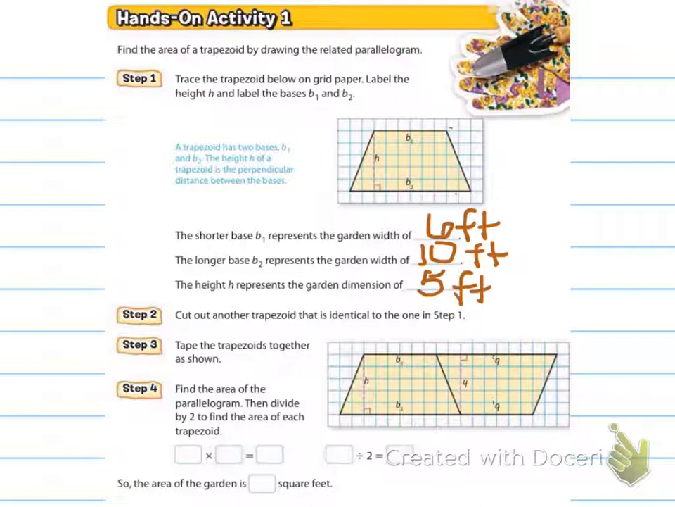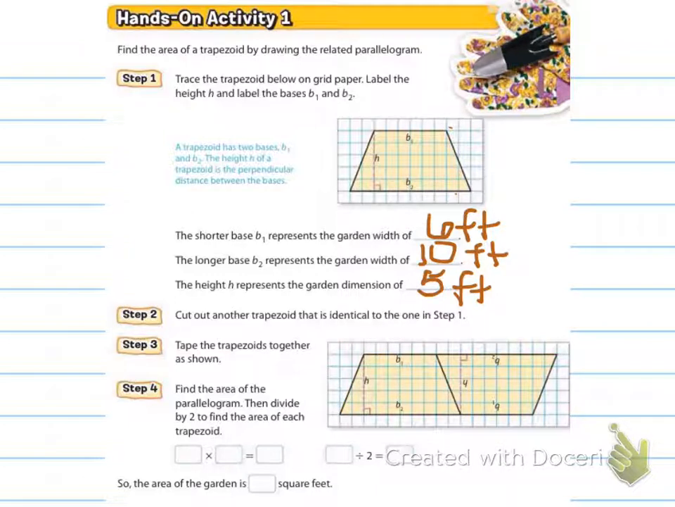All right, so it says number 2, cut out another trapezoid that is identical to the one from step 1. Now again, you could be doing this on a separate grid paper if you'd like to have that hands-on experience, but we can also just visualize with the pictures. So it says tape the trapezoids together as shown. We've got two identical trapezoids, and you see that they put one upside down and one right side up, side by side. If you notice, the shape that it makes is, this is familiar I hope, a parallelogram.